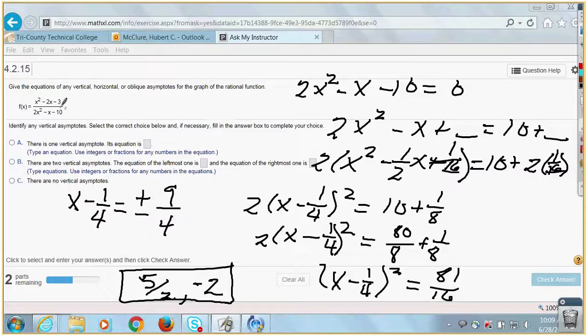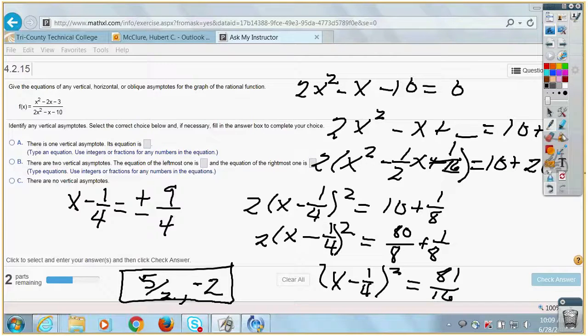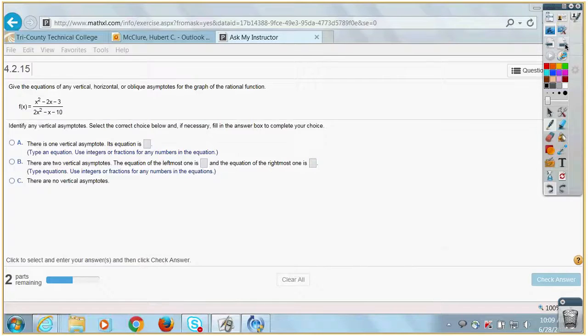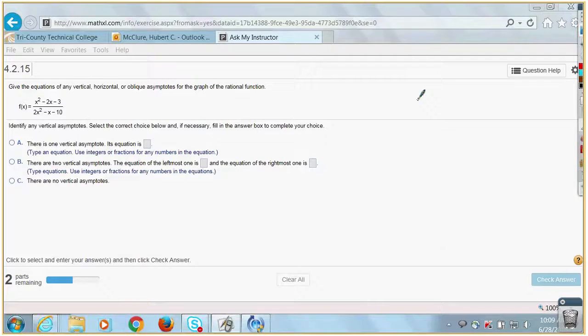The horizontal asymptote is 1/2 because you've got the same degree. Your horizontal asymptote, you've got x squared, that's the degree, over 2x squared. So the degrees are the same, so you take the two leading coefficients, and that is 1/2. So your horizontal asymptote is y is equal to 1/2.